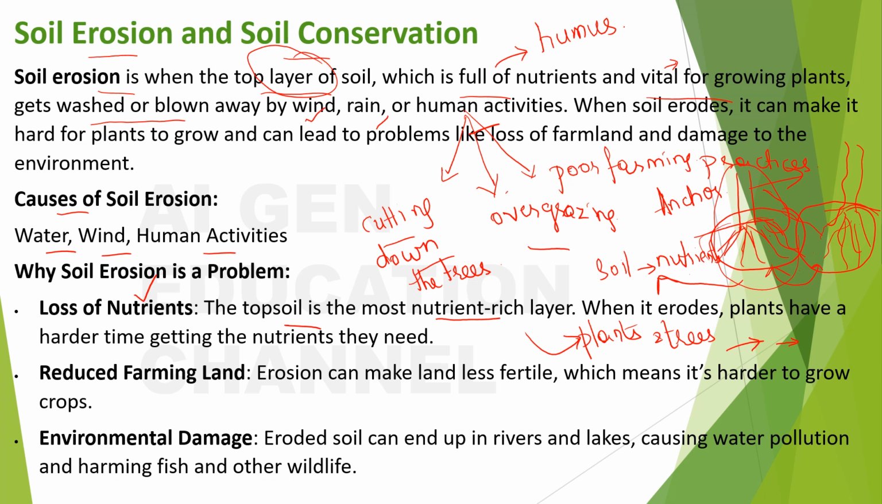When it erodes, plants have a harder time getting the nutrients they need. Next, reduced farming land. Erosion can make land less fertile, which means it's harder to grow crops. Environmental damage. Eroded soil can end up in rivers and lakes, causing water pollution and harming fish and other wildlife. This is about soil erosion.